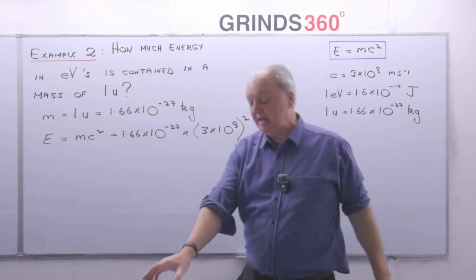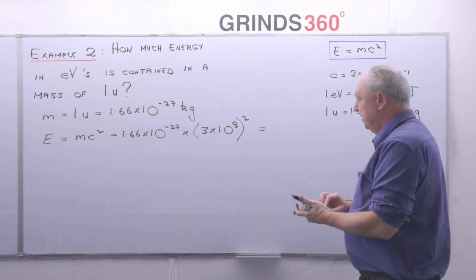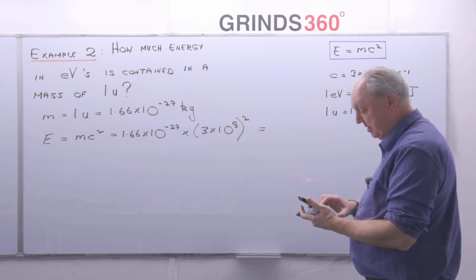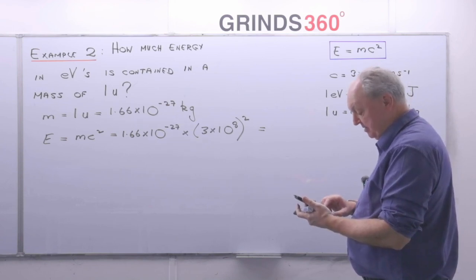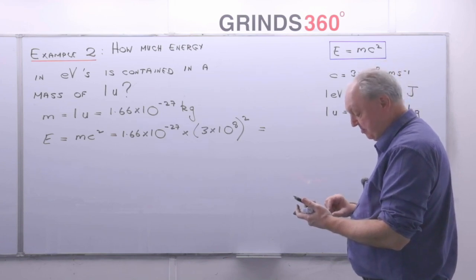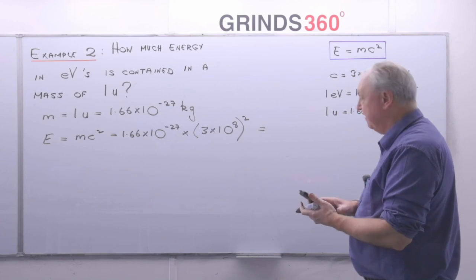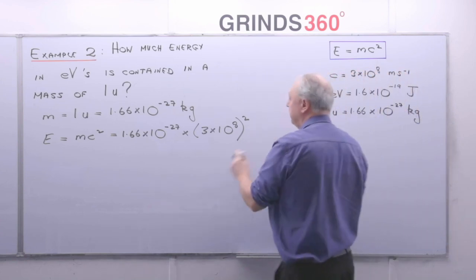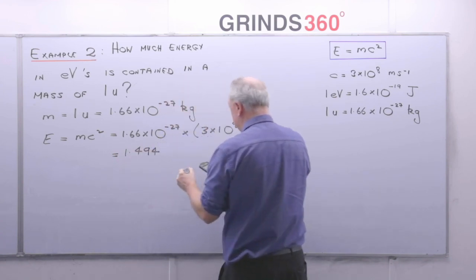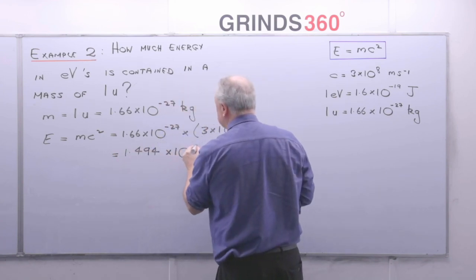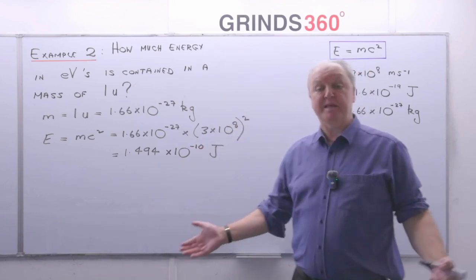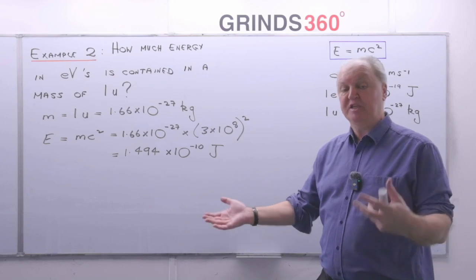So I'm going to put that into my calculator. 1.66 by 10 to the power of minus 27, multiplied by bracket 3 by 10 to the power of 8, close bracket. And I get a value of 1.494 multiplied by 10 to the power of minus 10 joules. So obviously when you do E equals mc squared, your answer for energy will be in joules.